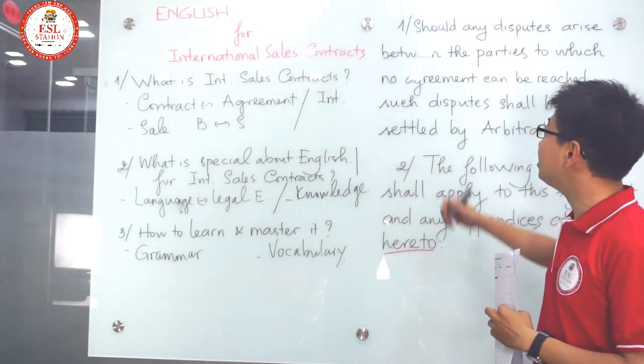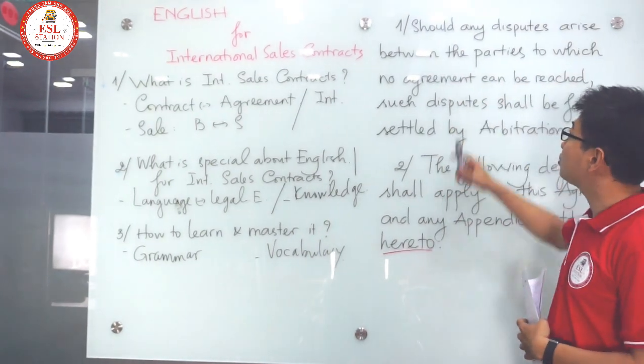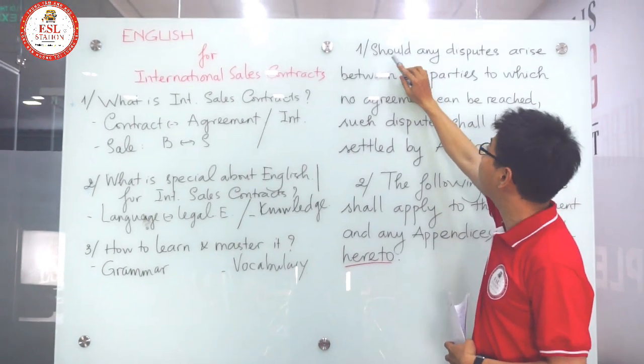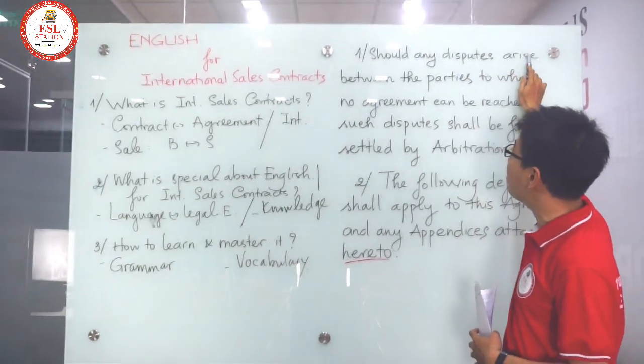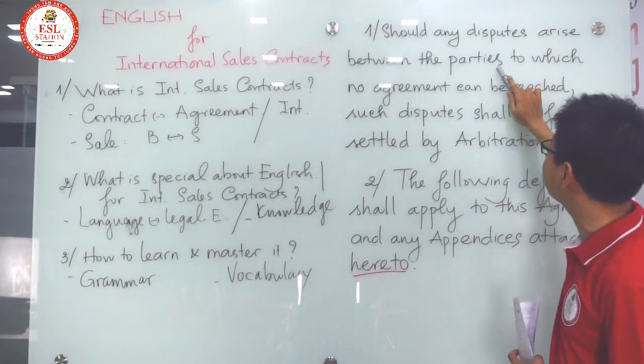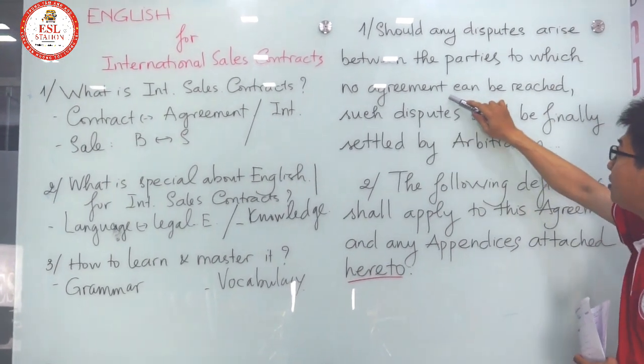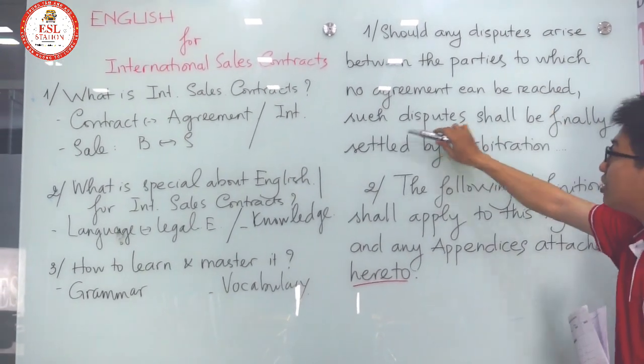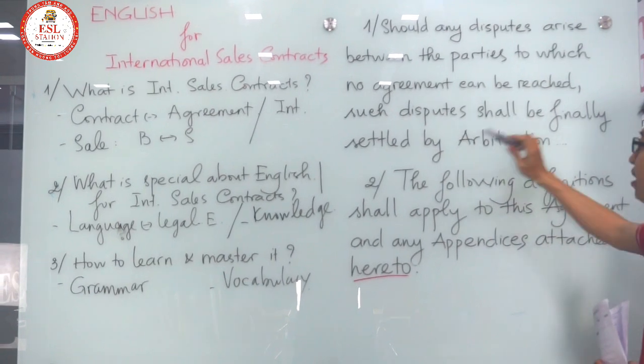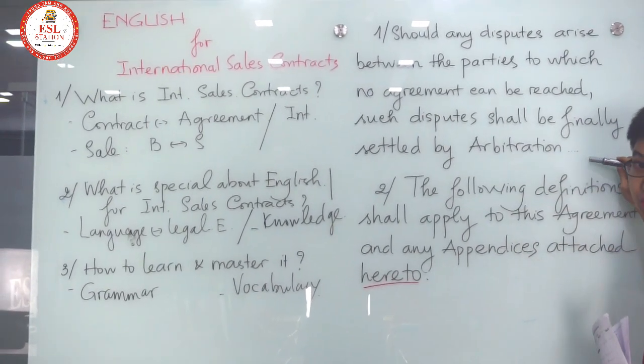So let's see our first example. We have a sentence like this. Should any disputes arise between the parties to which no agreement can be reached, such disputes shall be finally settled by arbitration.